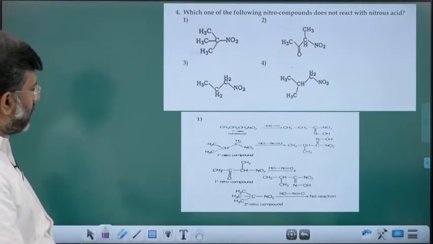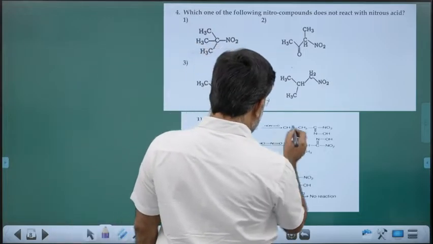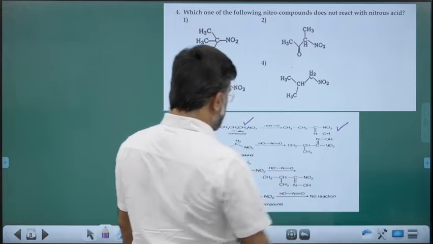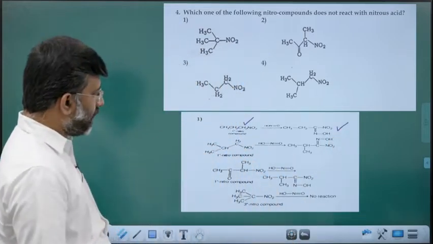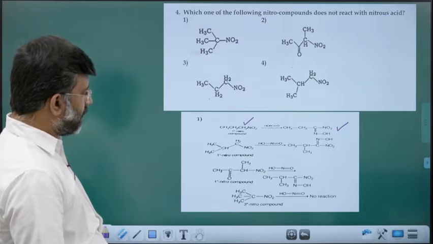And this is what happens. A primary nitro compound with 2 hydrogen atoms interacts with nitrous acid. You will get this product. This is called nitrolic acid. So the primary nitro compound reacts in that way.